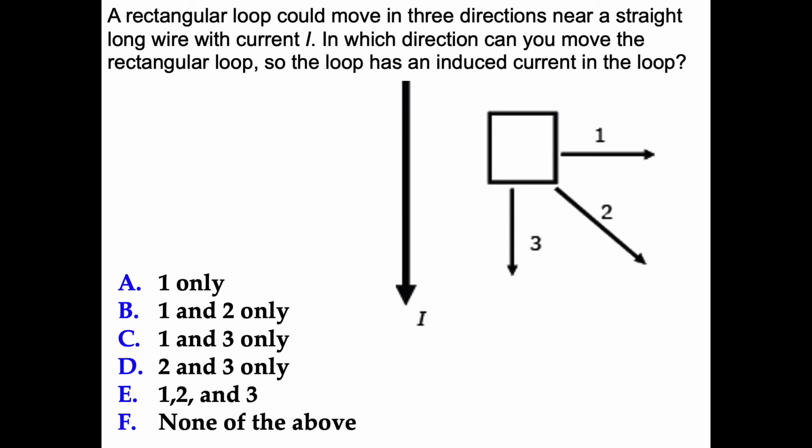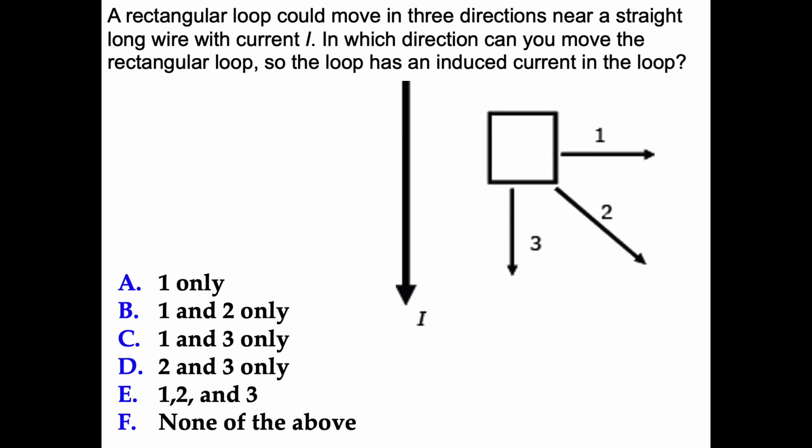What about for number two? Is the flux changing? Again, yeah, the flux is changing as you move away. The field is decreasing if you go in the direction of 2. And in fact, for number 2, if you want to look at it in terms of QV cross B, there is a component of V perpendicular to the magnetic field that's going to cause the charges to move.